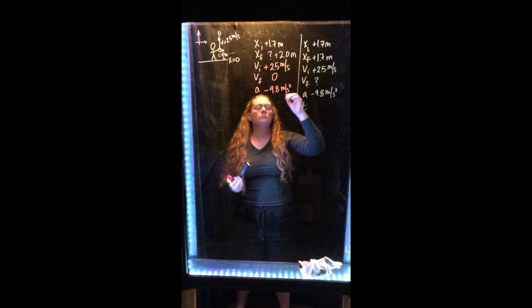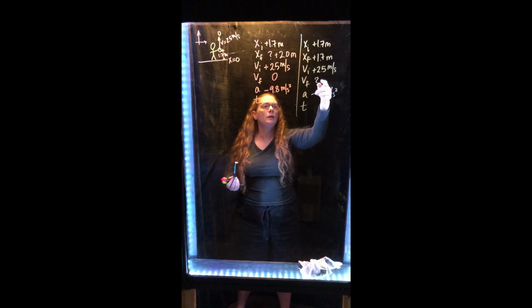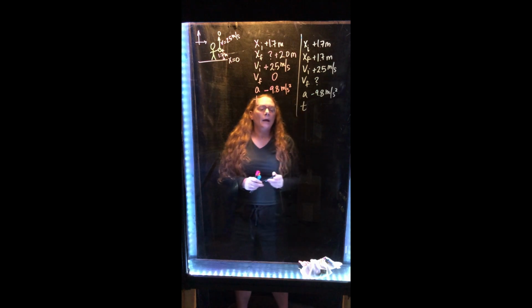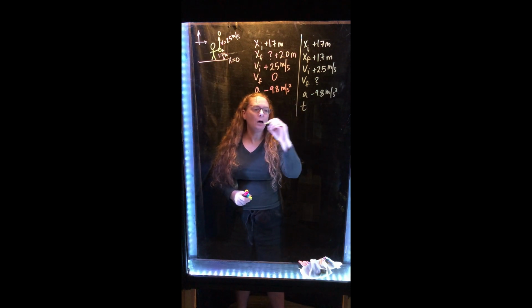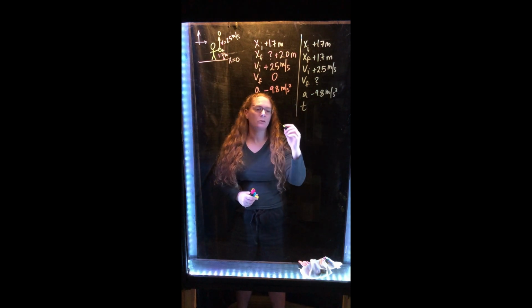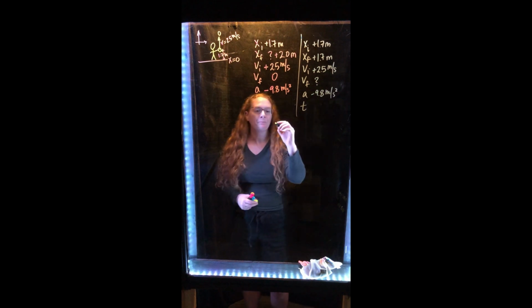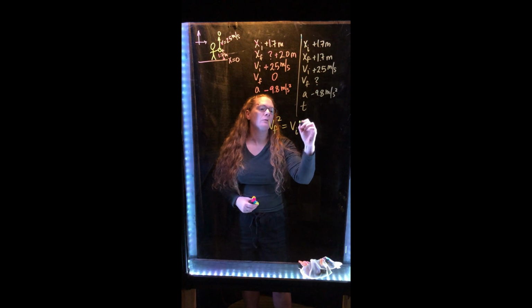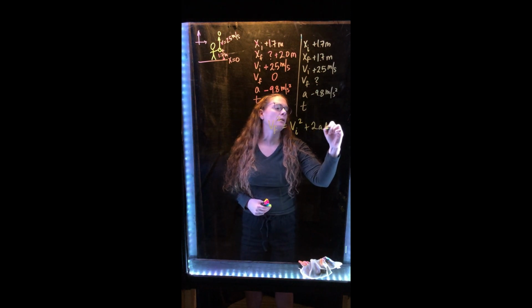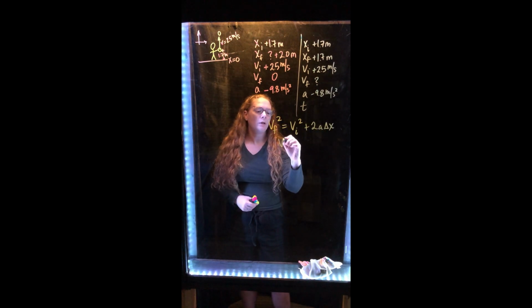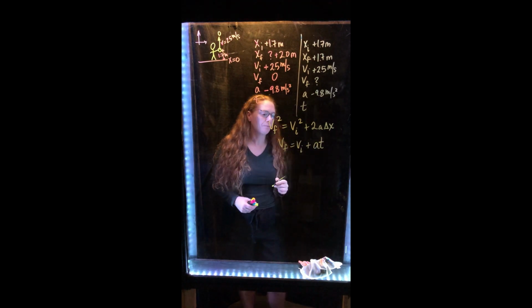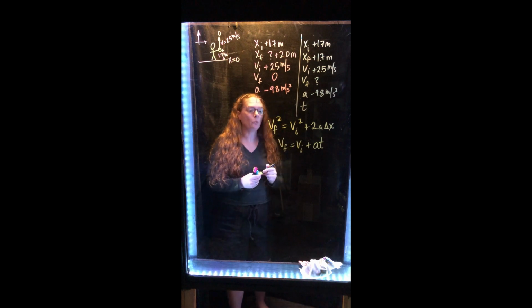Okay, so now, same thing, plan out a solution. We need an equation with V final squared. The long one does not have V final in it, excuse me. We've got the squared equation, V final squared equals V initial squared plus 2A delta X, and we have V final equals V initial plus AT. So those are the two that have what we want.